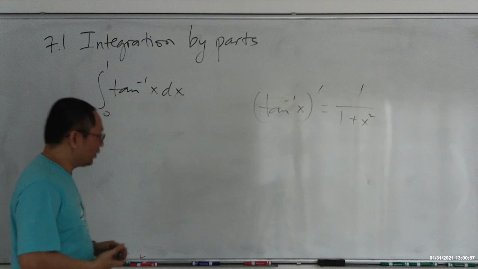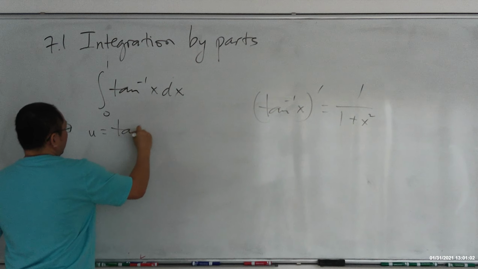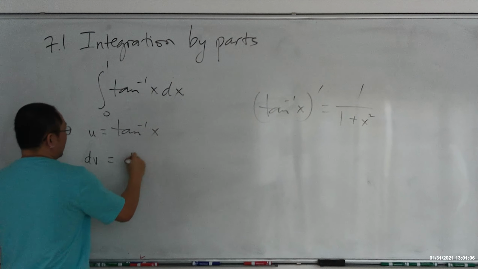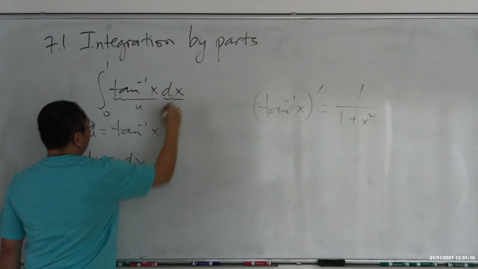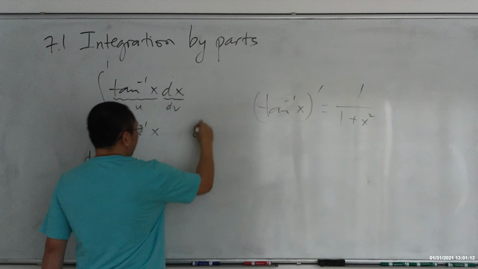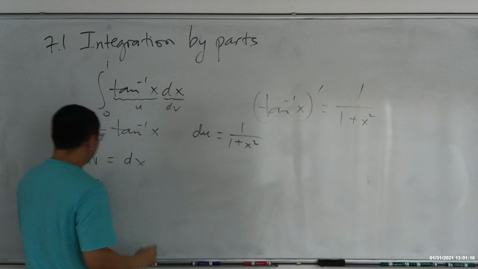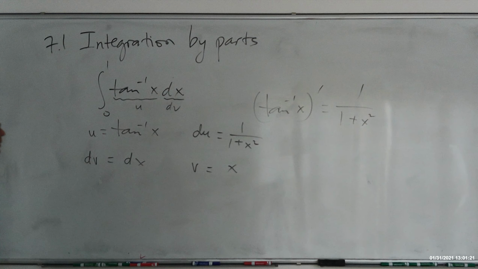Well, we don't have much choice in here. The only choice we have is let u equal to tangent inverse of x, and then dv is dx. So this is my u, and this is my dv, right? So my du is going to be 1 over 1 plus x squared. My v is x.